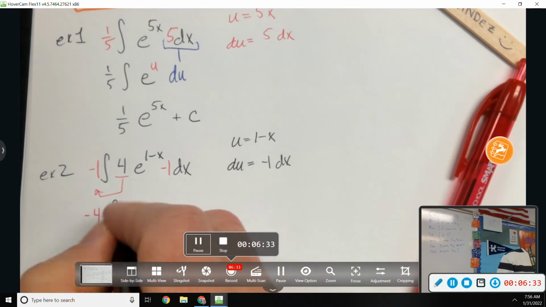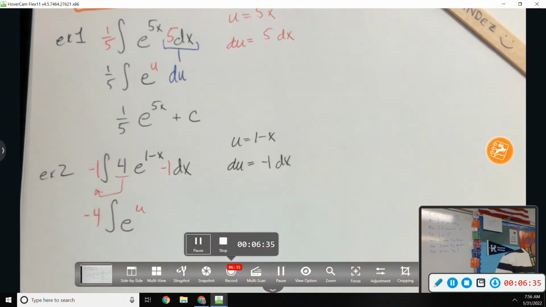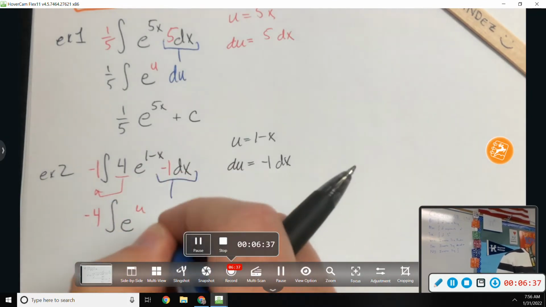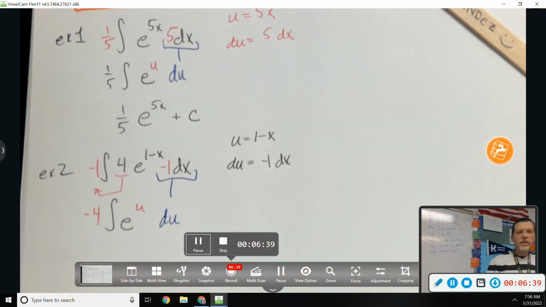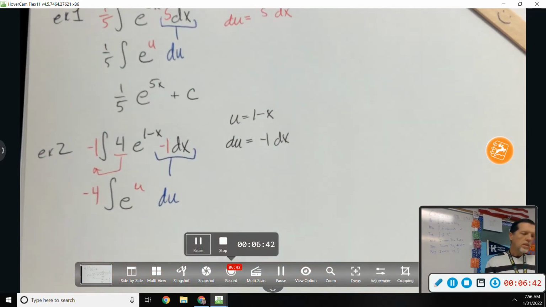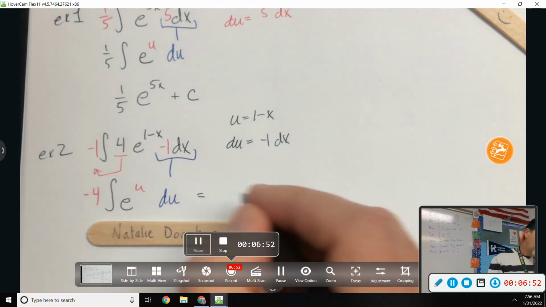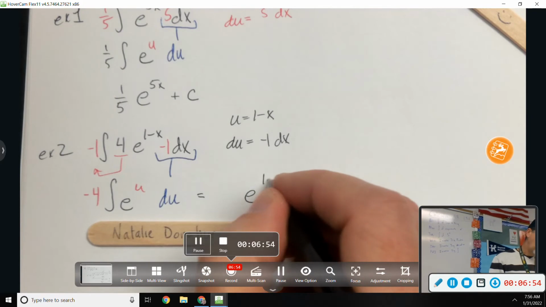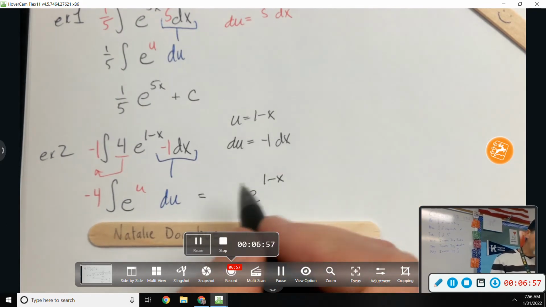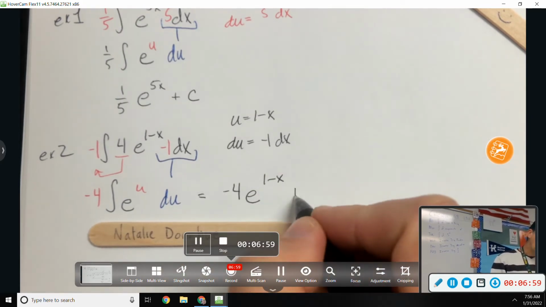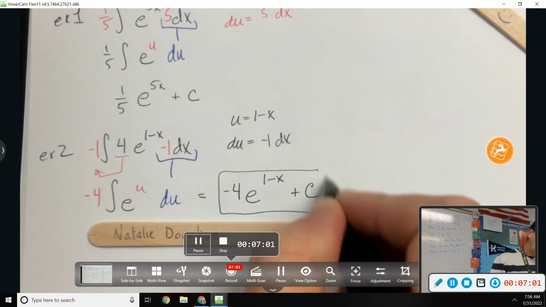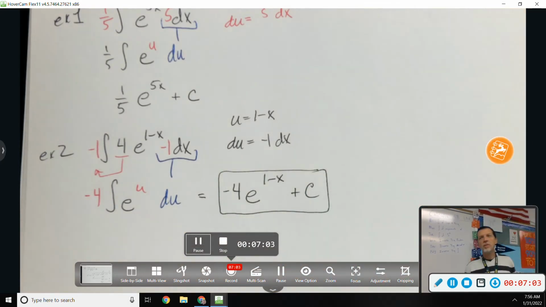Antiderivative of e to the u du. Natalie, what's the antiderivative of e to the u? Yeah, you're kind of filling in on the fly there. It's e to the u. There's still a -4 out front and a plus c. You guys skipping steps on me, which is fine.